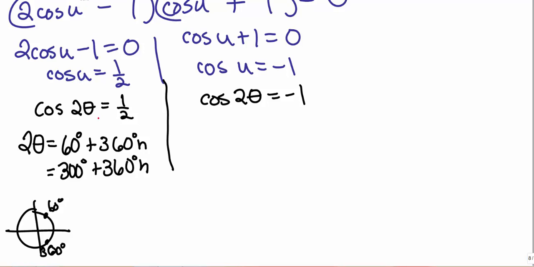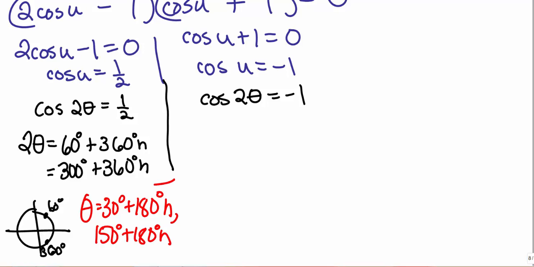Now we're not actually supposed to solve for 2 theta only, we're not supposed to stop there. Once we have solved for 2 theta, we're supposed to divide everything through by 2. So we get theta is equal to 30 degrees plus 180 times n. And dividing here by 2, we get 150 degrees plus 180 n. So divide everything through by 2. Here we have theta is equal to 30 degrees plus 180 n, and also 150 degrees plus 180 n.